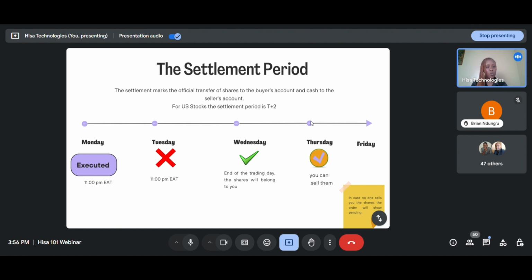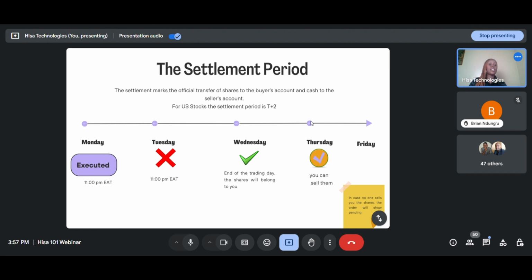So kindly note this. This is a question that I find mostly with new investors. When I buy these shares, when can I sell them? Well, there you have it. That is your settlement period. I hope we are learning. Okay. All right.